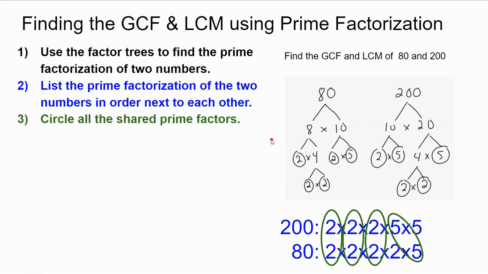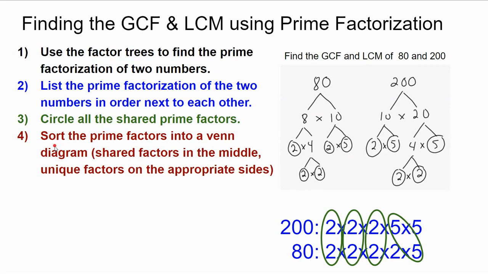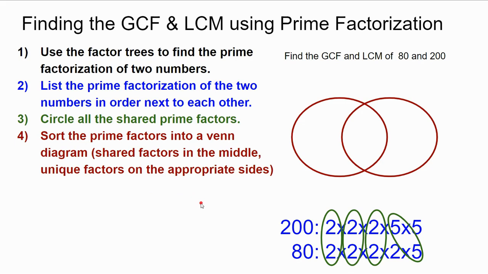Next, this is where it gets a little tricky. We are now going to use a Venn diagram to sort the prime factors. Remember, a Venn diagram looks like this. You use it quite a bit in English to compare two things, right? What they have in common goes in the middle, and what's unique goes to the outside, right? So the two things we're going to be comparing are the number 80 and the number 200, specifically the prime factors of 80 and the prime factors of 200.